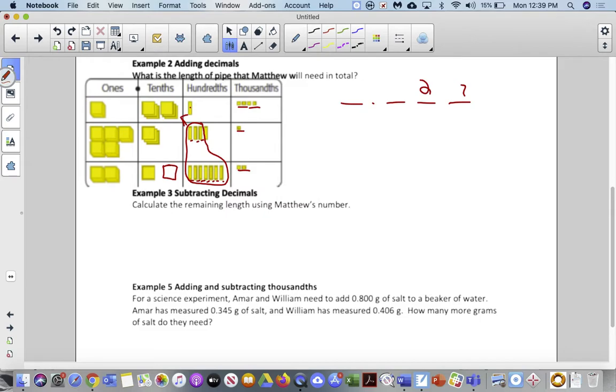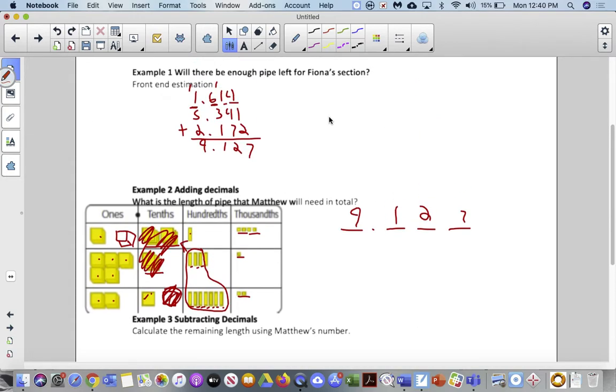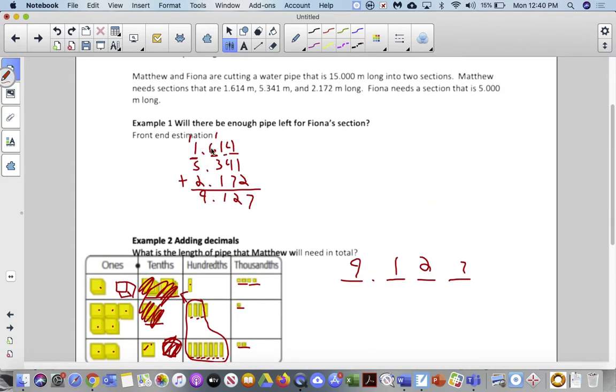It matches. Then in this one I have 6, 7, 8, 9, and then 10. So I have 10, and 10 of those makes one of those. Sorry about the drawing. So these 10 all disappear. I have one of those left over. Now in this one I have 1, 2, 3, 4, 5, 6, 7, 8, 9. And I get 9.127 meters again. So you can use the tiles in the classroom to solve by adding, or you can do it the short method of using the algorithm.